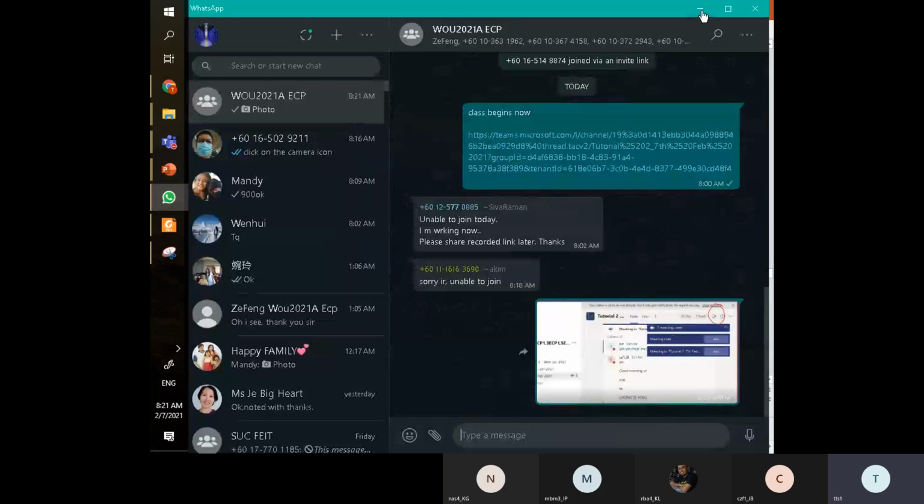I don't know how to help. So let me send a message to them. Hello, can you click on the red camera icon here? I mark with a circle here. You click on this icon, you can see the meeting room.